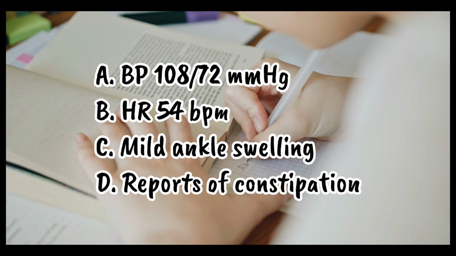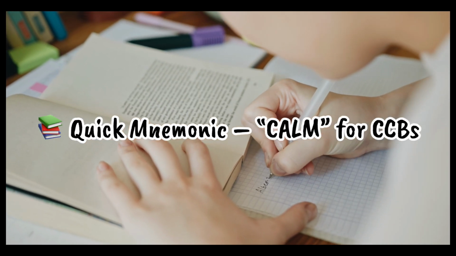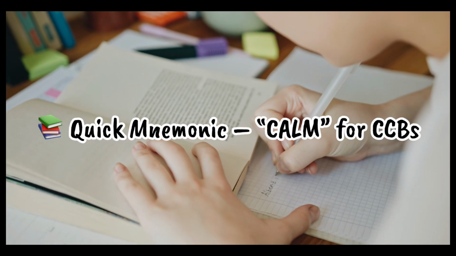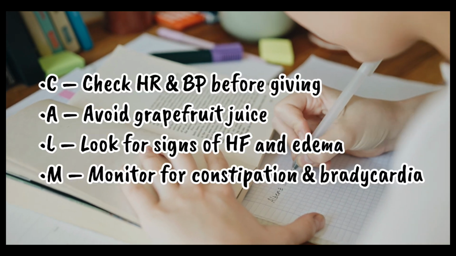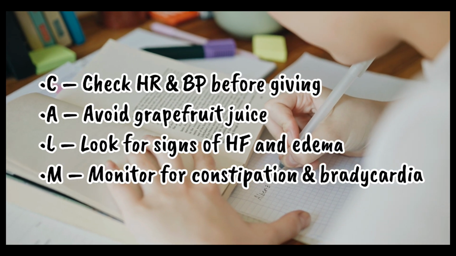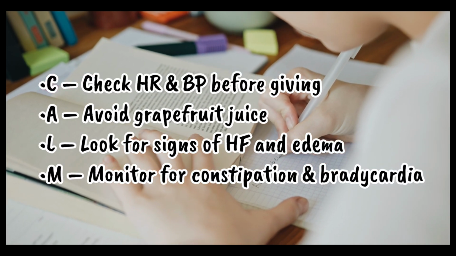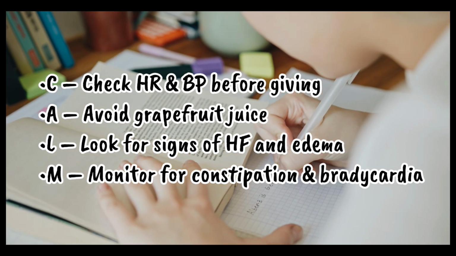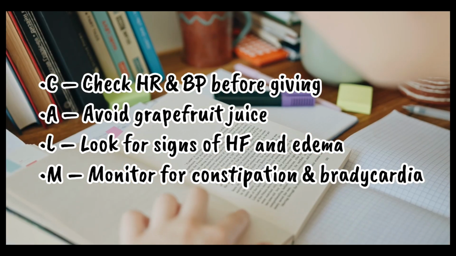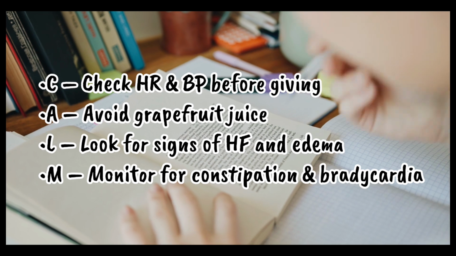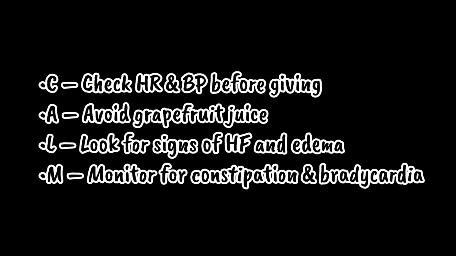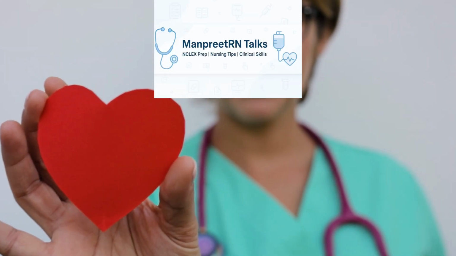So, a quick mnemonic for the exam. You can remember calcium channel blocker with the word CALM. C for check heart rate and BP before giving medication. A, avoid grapefruit juice. L, look for signs of heart failure and edema. M, monitor for constipation and bradycardia. So that's all about calcium channel blockers.